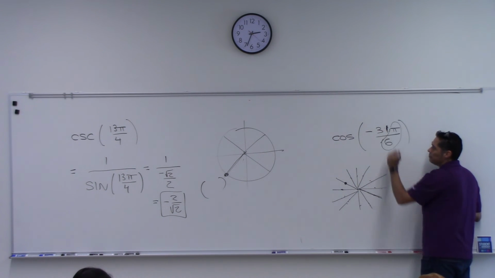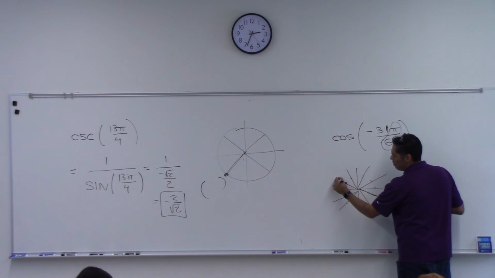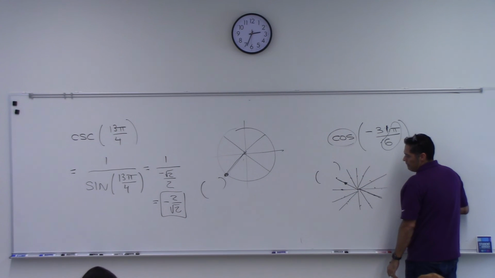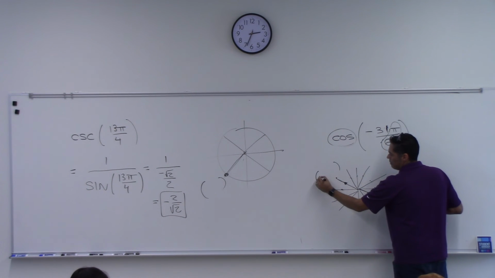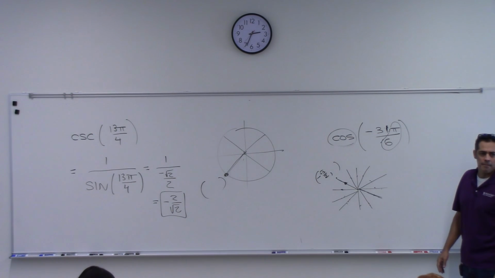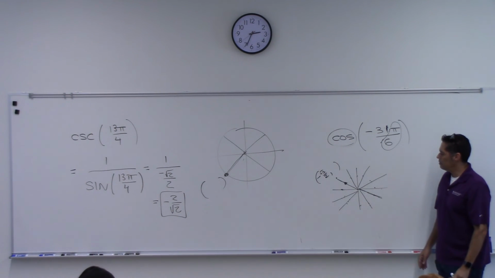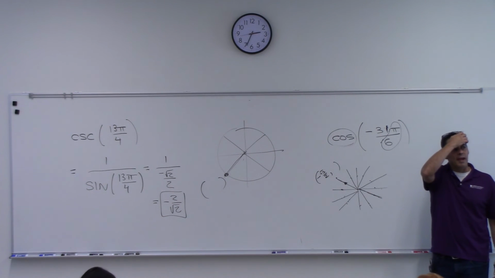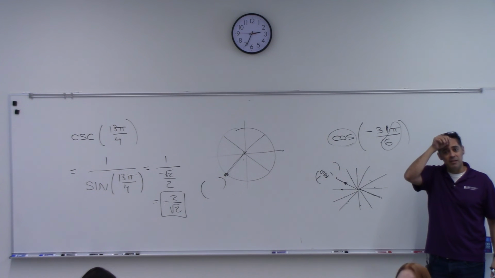Negative 31. So, and I'm looking for which coordinate here? X coordinate because it's cosine. What's the x coordinate there? Negative root 3 over 2. Right? Is that helping or no? Yeah. Yes? Now what about the ones with the angles that are in degrees?